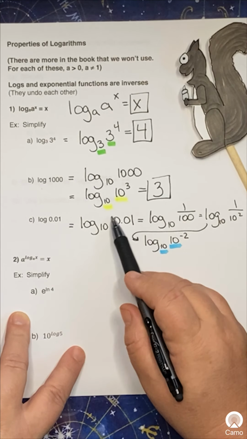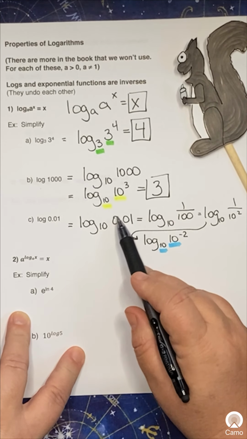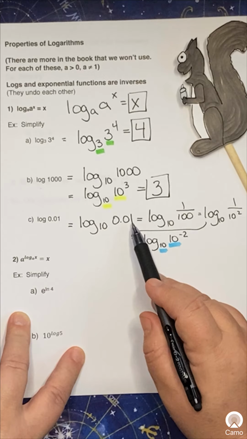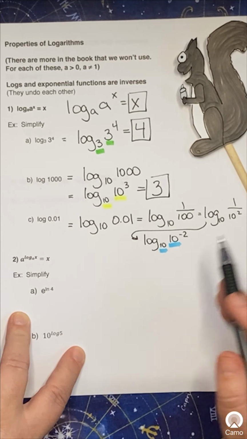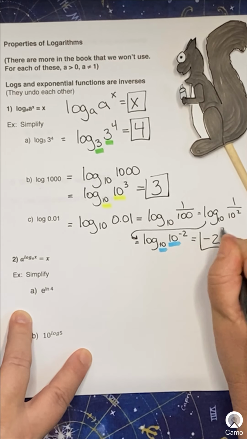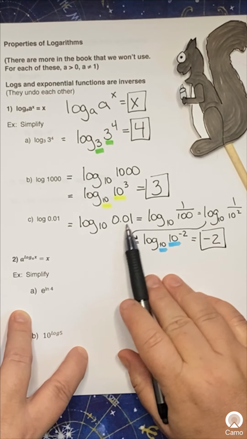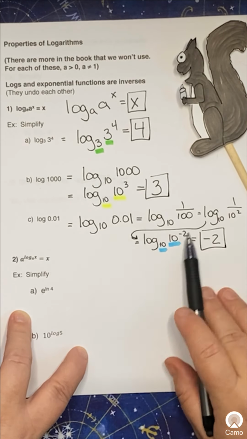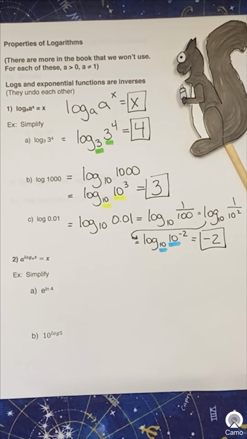And this number has to be positive and not negative. The exponent can totally be negative. So the answer can be negative. We just can't have this be negative 0.01. But the exponent totally could be negative. Woohoo! Okay, so that's part 1.